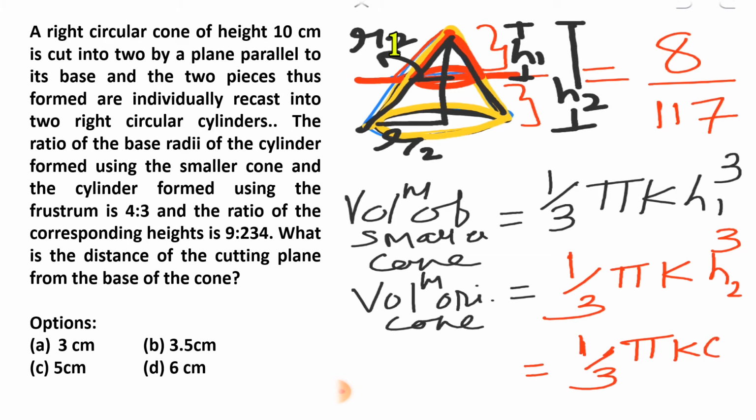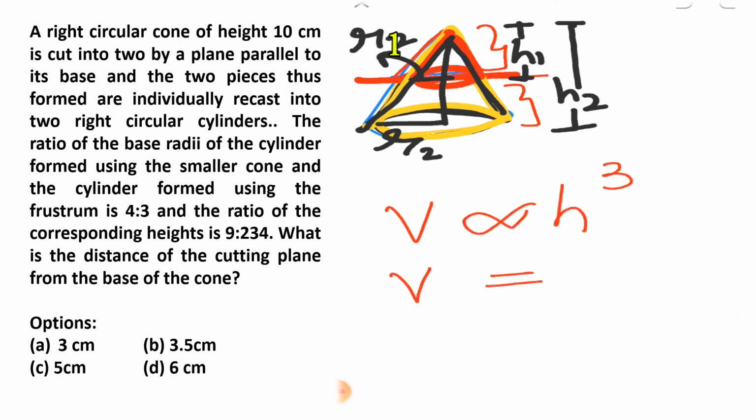Now when we see this particular thing, I can say clearly that volume is directly proportional to H cube. Volume is equal to K into 10 cube, because H in the original case is 10. So the volume of the original cone is equal to 1000 K.